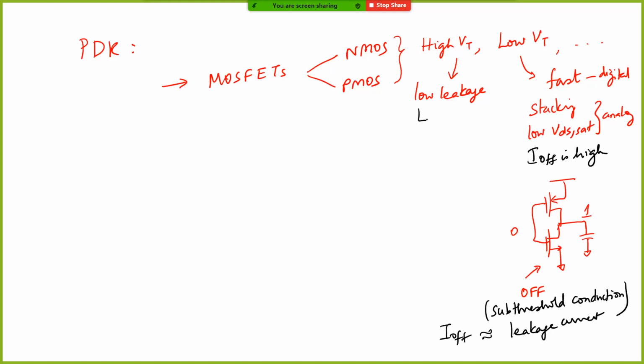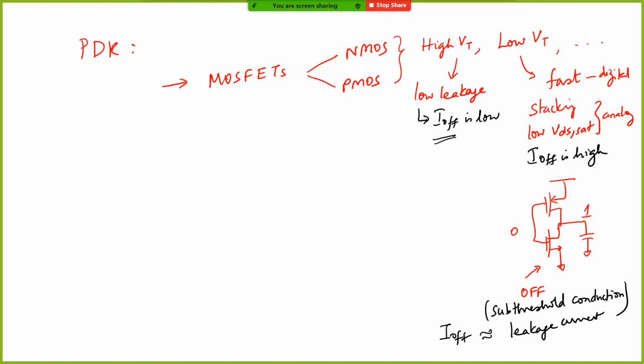Whereas in a high threshold voltage transistor, the I off is low. As you go to lower sub-micron transistors, like 65, 28, 40, 14 nanometer and so on, this I off becomes more and more prominent. So in a digital chip, you want the threshold voltage to be a little higher.